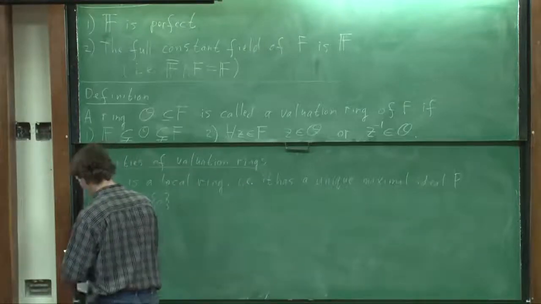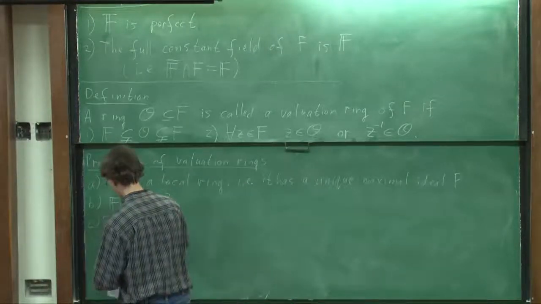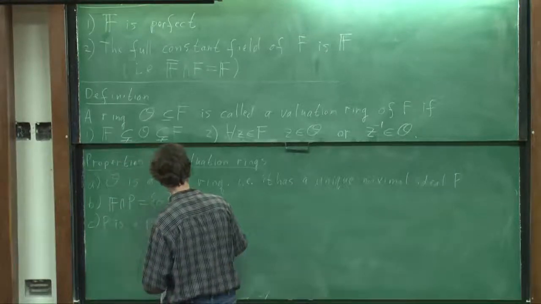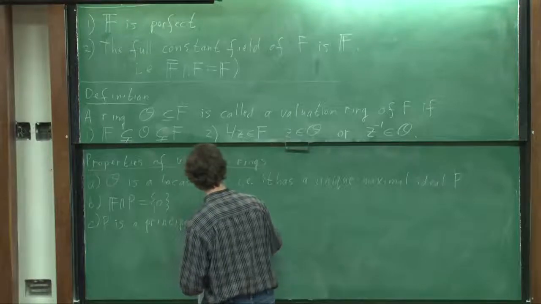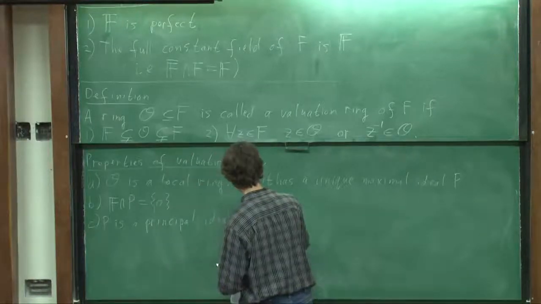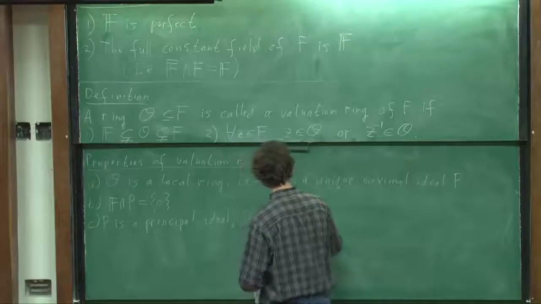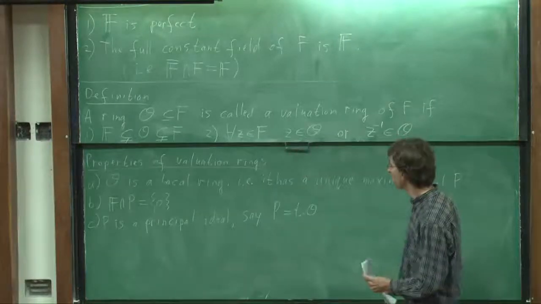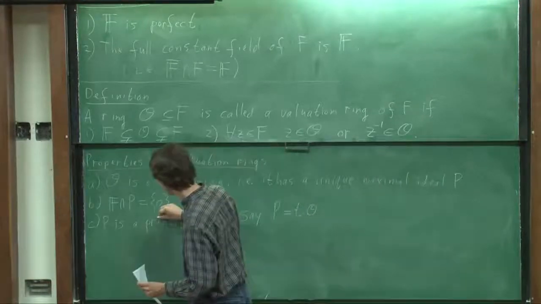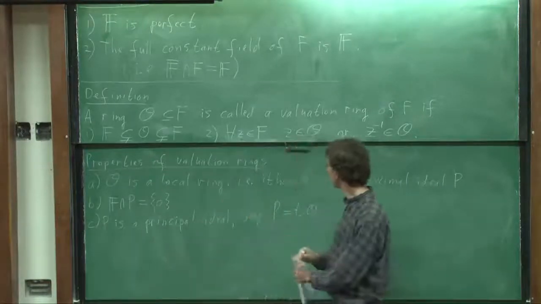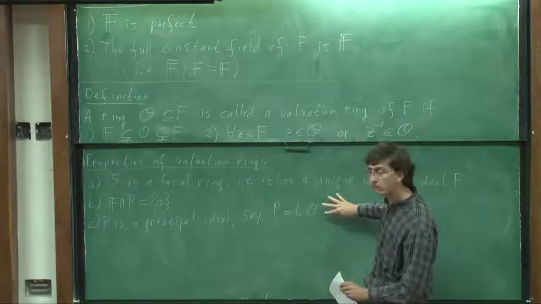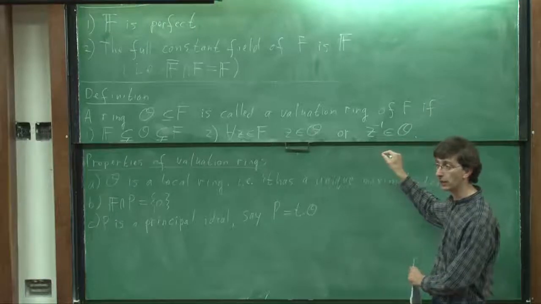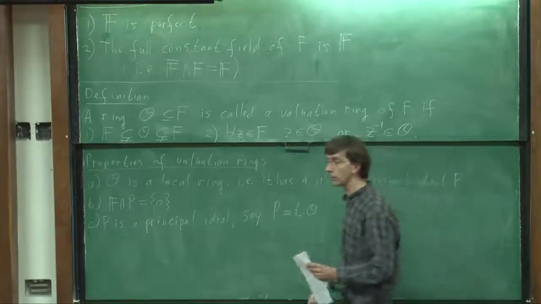And moreover, this P is in fact a principal ideal. So you can generate it by one element. Just to tell you, you don't need to know it, but what is really happening here is that you use that the point we would be looking at is non-singular. Otherwise we would be in trouble here.